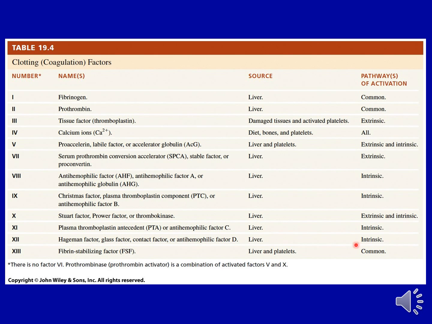We have here the different clotting factors. Number one, fibrinogen, coming from the liver. And here we will find which pathway it is present in. It is present in the common pathway. Prothrombin, it is factor 2, coming also from the liver, present in the common pathway. Tissue factor, thromboplastin, factor 3, coming from the damaged tissues and activated platelets. Calcium ion is factor 4, present in all pathways.